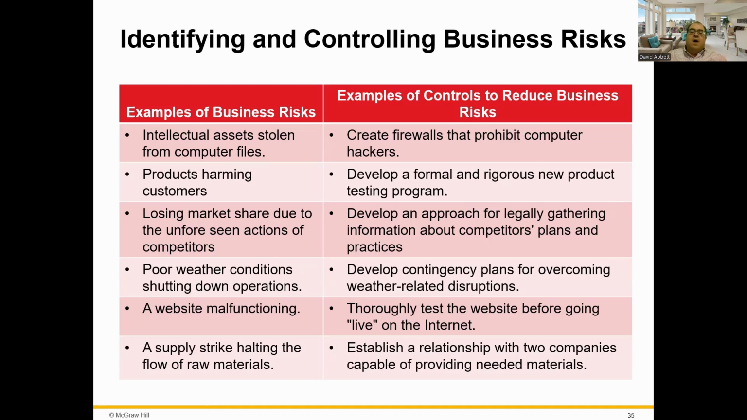A supply strike halting the flow of raw materials: you might want to establish relationships with two different companies that are capable of providing the needed materials. Sometimes that can happen, or there are issues with transportation. I know we recently had Canada Post go on strike. Obviously you couldn't send anything to Canada through the post office. The US post office quit taking anything that had to go to Canada. So that's an issue, and being prepared for that.